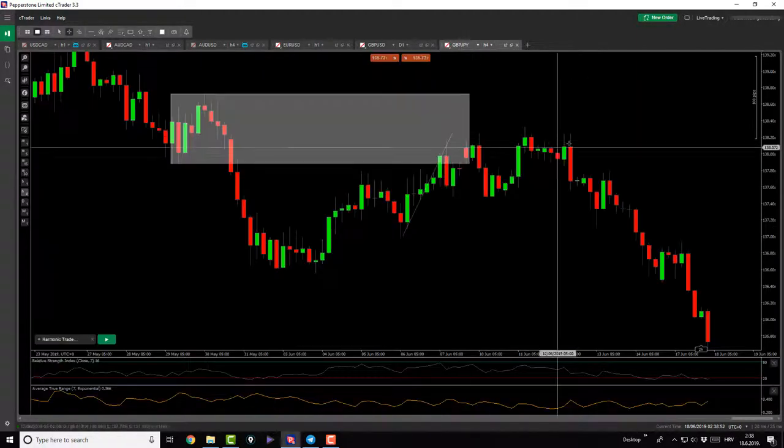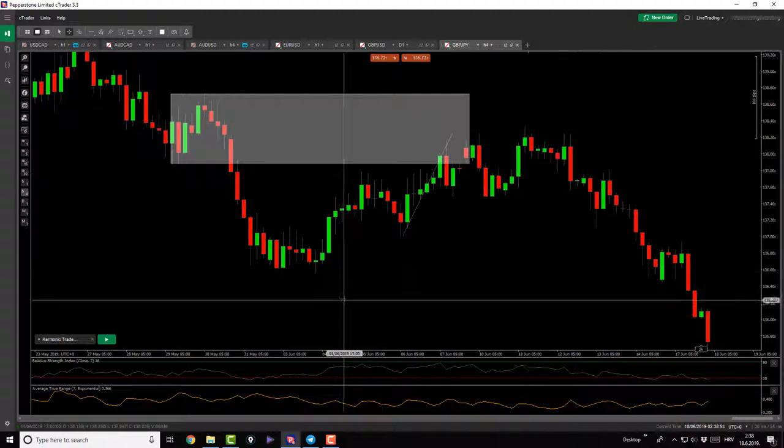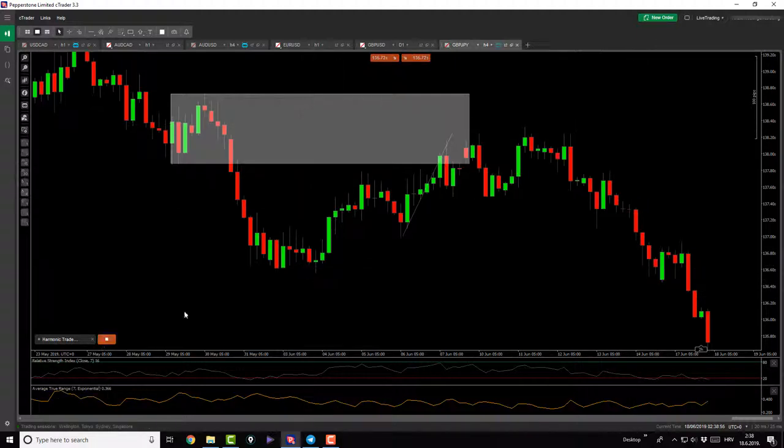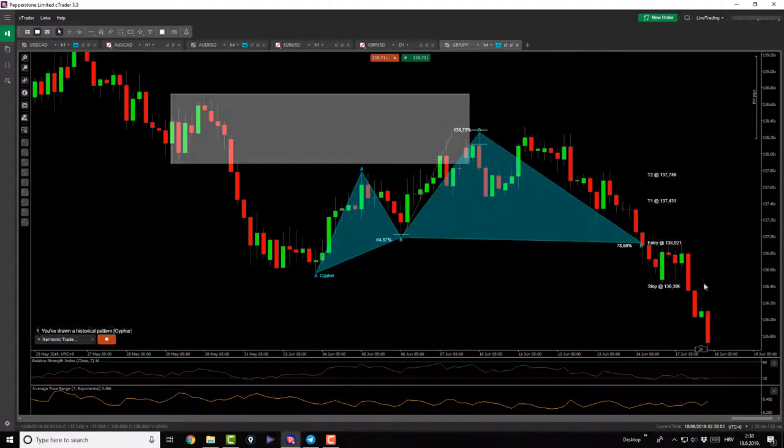And finally we have the Pound Yen pair, where we took a cipher pattern and took a loss yesterday. So this was the cipher, this is a cipher.